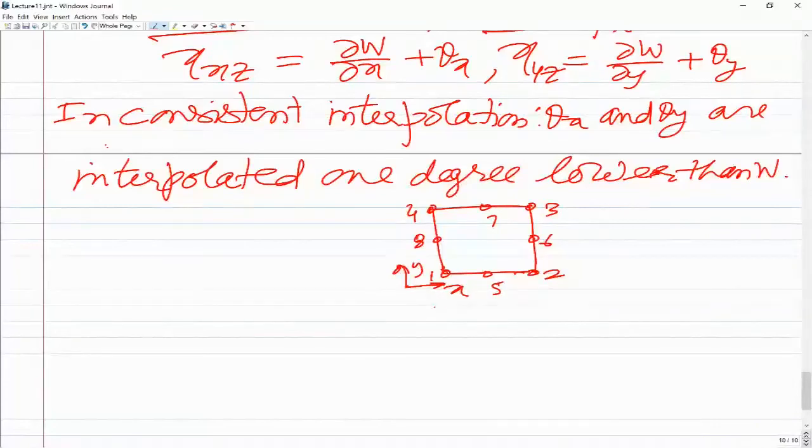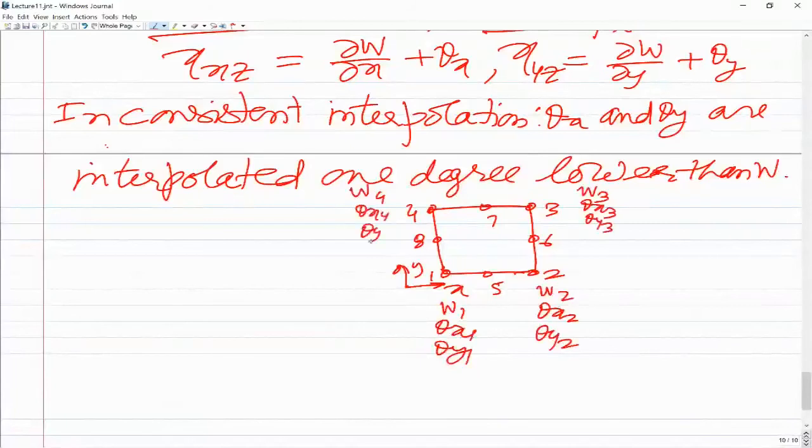The corner nodes will have w1, theta x1, theta y1, w2, theta x2, theta y2, and similarly corner node 3 has w3, theta x3, theta y3, and node 4 has w4, theta x4, theta y4. But the mid-side nodes will have only the w degree of freedom: w5, w6, w7 and w8. So corresponding to w there are 8 elemental degrees of freedom, but corresponding to theta x and theta y there are only 4 degrees of freedom in the element.